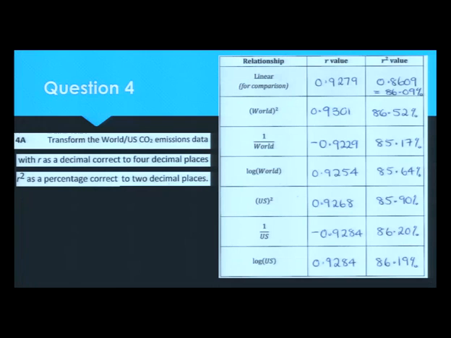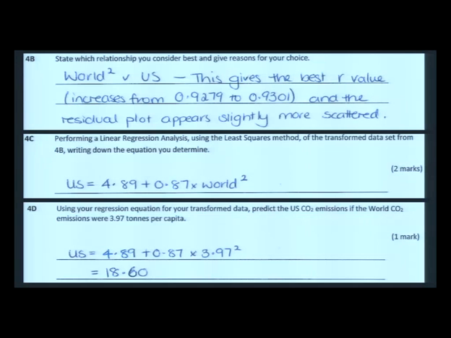Okay, so based on that, if we look at the set there, we're looking at the best R value is world squared, and I've checked the residual plot and it looks pretty good, so that's what I've said. That's why I've chosen it, because it's an increased R value and the residual plot is slightly more scattered. That's what we want when you're picking one. Don't just say I picked that one because it's the best. Why is it the best?